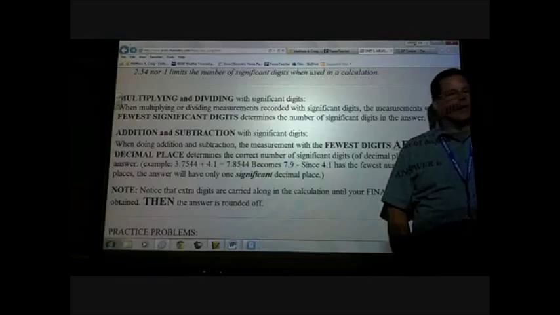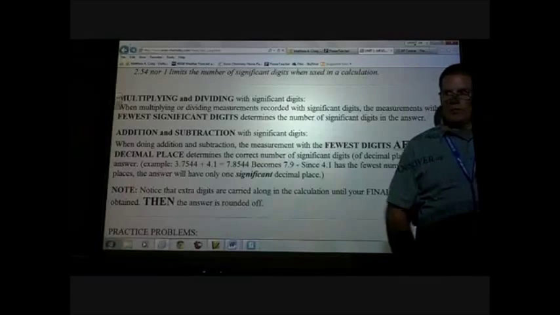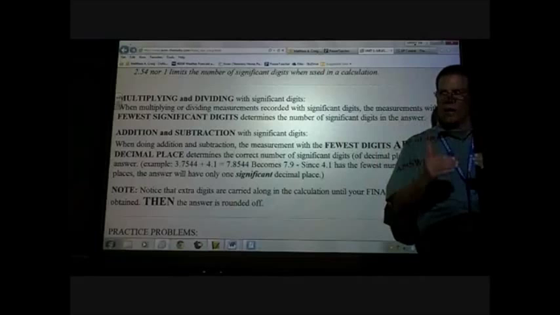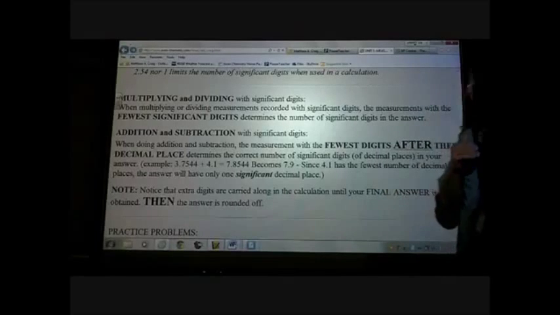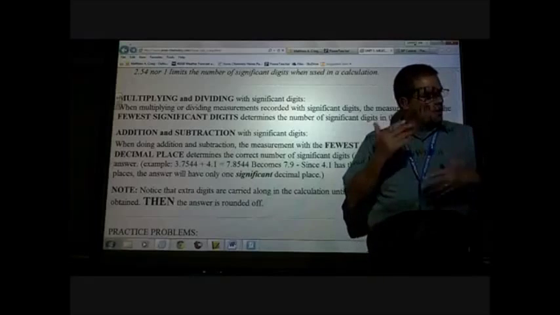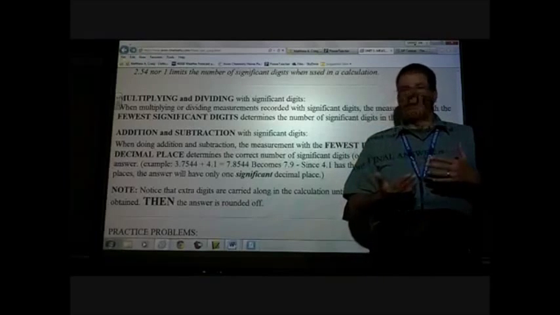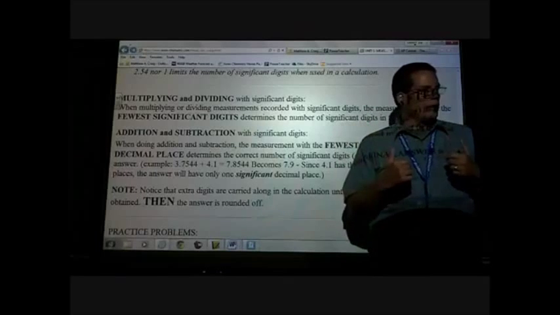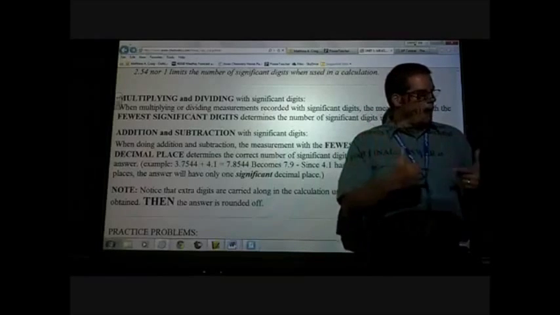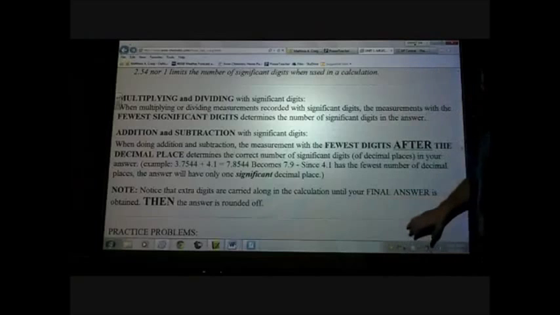Anytime you multiply and divide with significant figures, you're going to run your whole calculation through on your calculator. And then you're going to look back at your values and ask yourself, okay, which of these has the least number of sig figs? Whichever of the numbers that you're given. I'll do an example here in a second. And that value will tell you how many significant figures are in your answer.